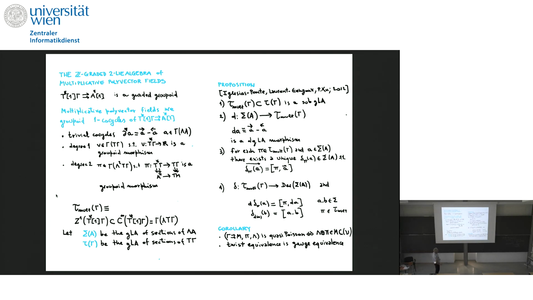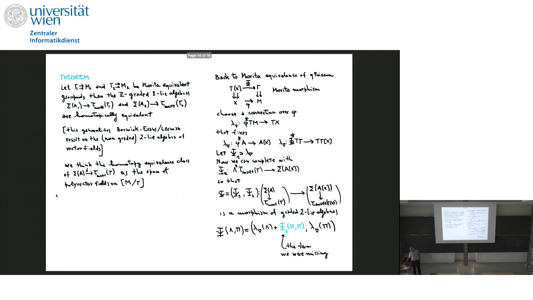As a corollary, I can check what the Maurer-Cartan equation is, and if you go back to the equation and substitute this, you see exactly that quasi-Poisson is a Maurer-Cartan element, and the gauge transformation is the twist. So what we have is this canonically defined graded Thule algebra associated to every Lie groupoid, whose Maurer-Cartan elements are quasi-Poisson structures.